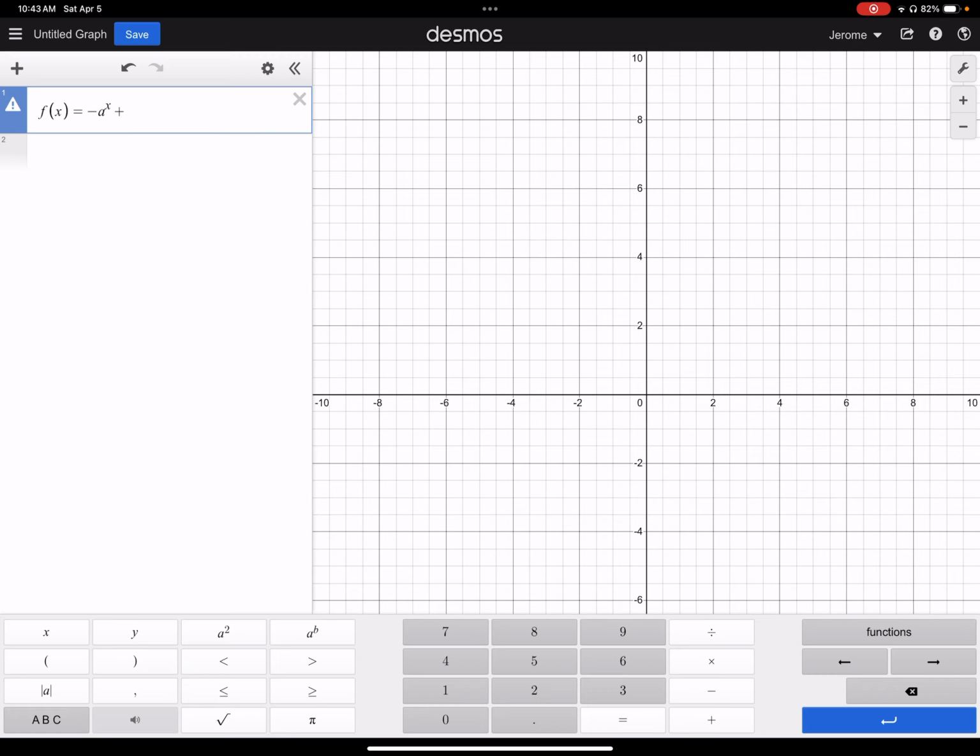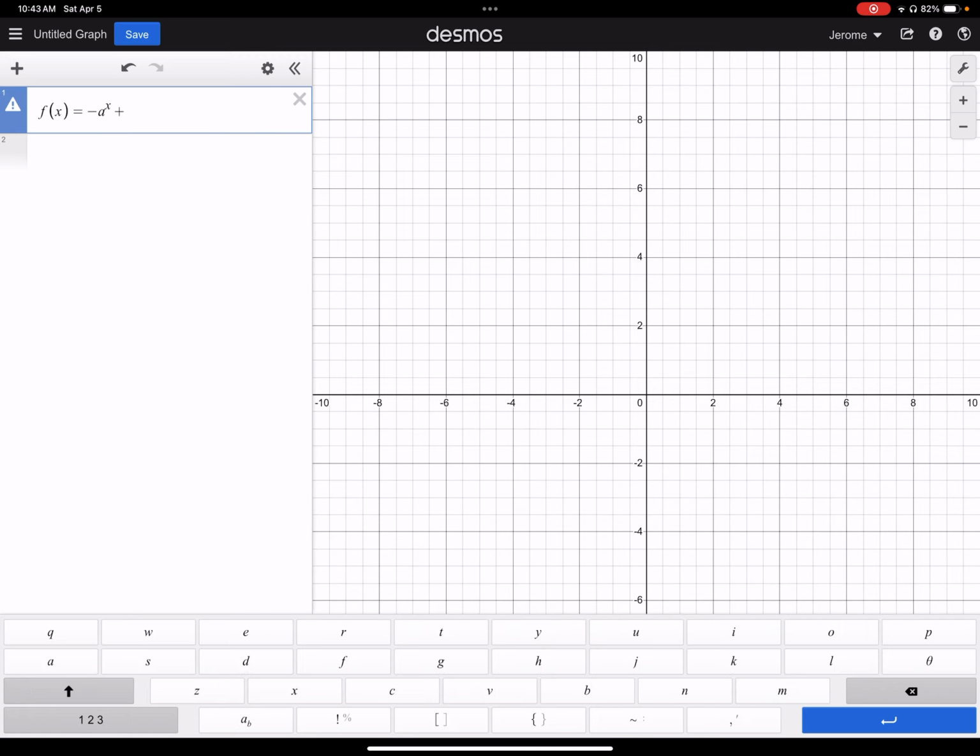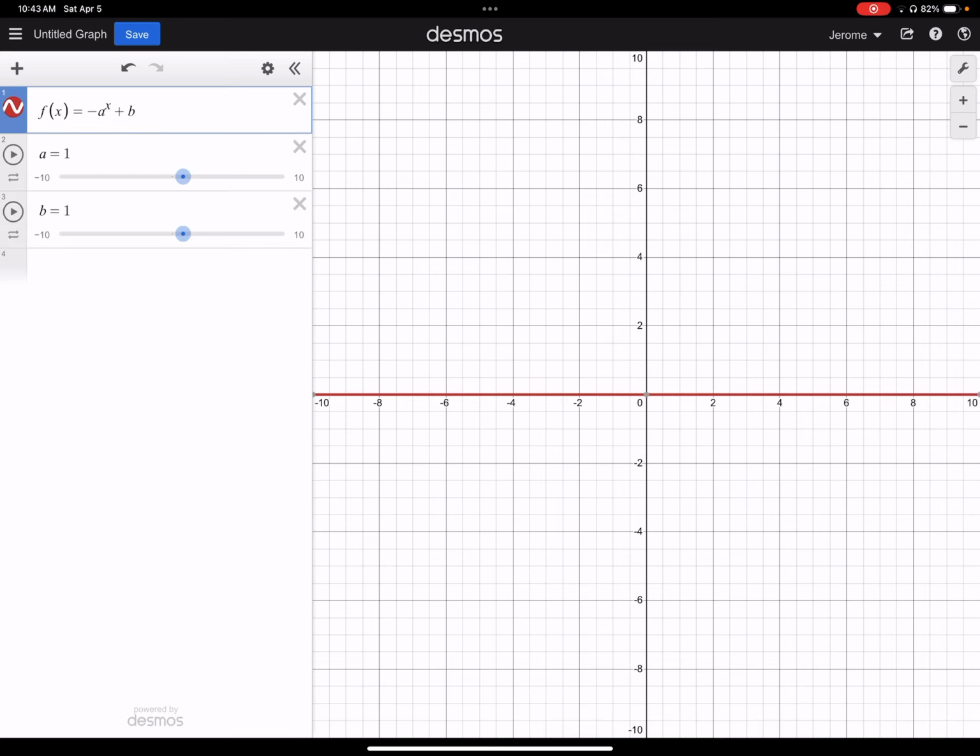And then plus b. There it is. And then we'll add sliders to all of these things. So right now it just looks like a horizontal line just because of the values of a and b. So I will shift these things around and you can see what this graph looks like. So roughly the kind of thing that I was just showing you.